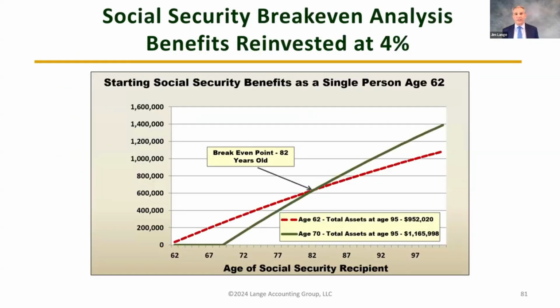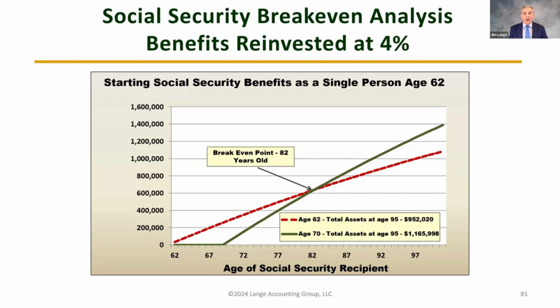Wait until 70. Here's the break-even point. When I've shown this in the past, Larry Kotlikoff was so funny. Right on the radio show, we're going through this, and I show him this graph. And he didn't say the graph was wrong, showing the break-even point about at age 82, depending on what assumptions you use. He said, Lange, you have it all wrong. Don't think like an actuary, think like an economist.